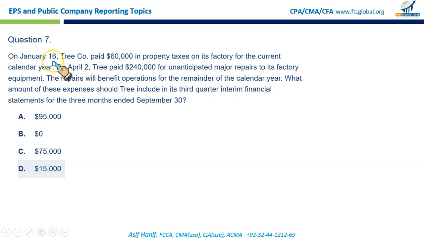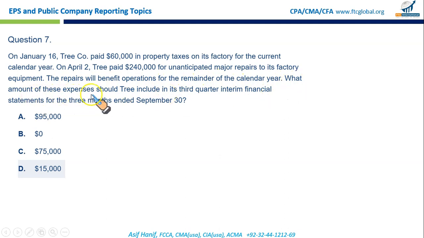So the first amount has been paid for the full year, from January to December, 12 months. And this amount has been paid from April to December: April, May, June, July, August, September, October, November, and December. That is 9 months, which is 3 quarters. So the repairs will benefit operations for the remainder of the calendar year.